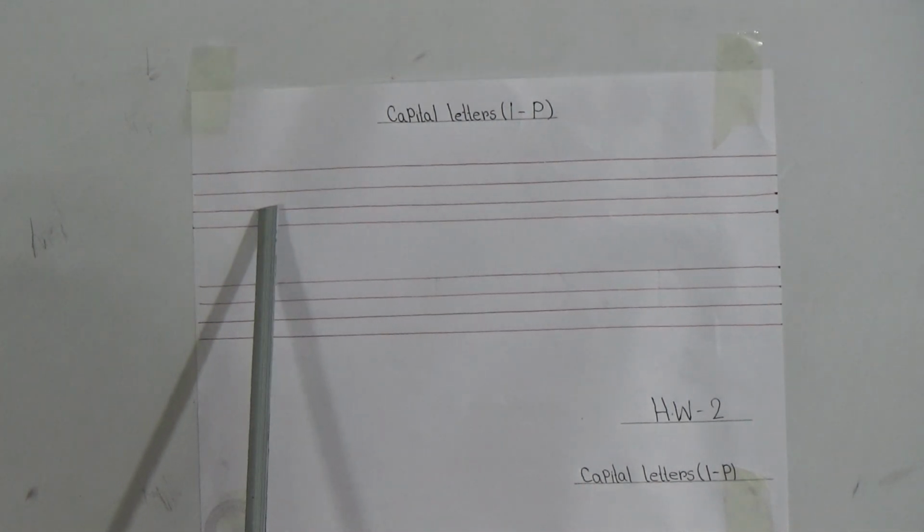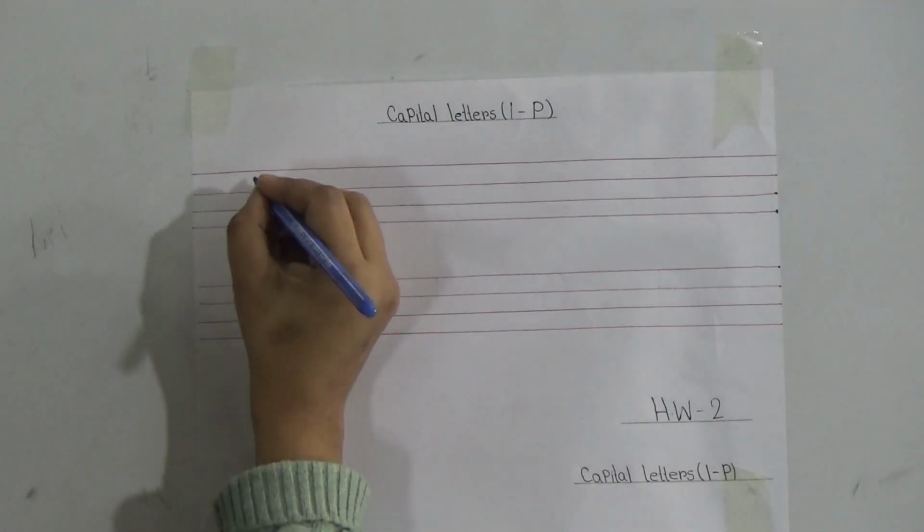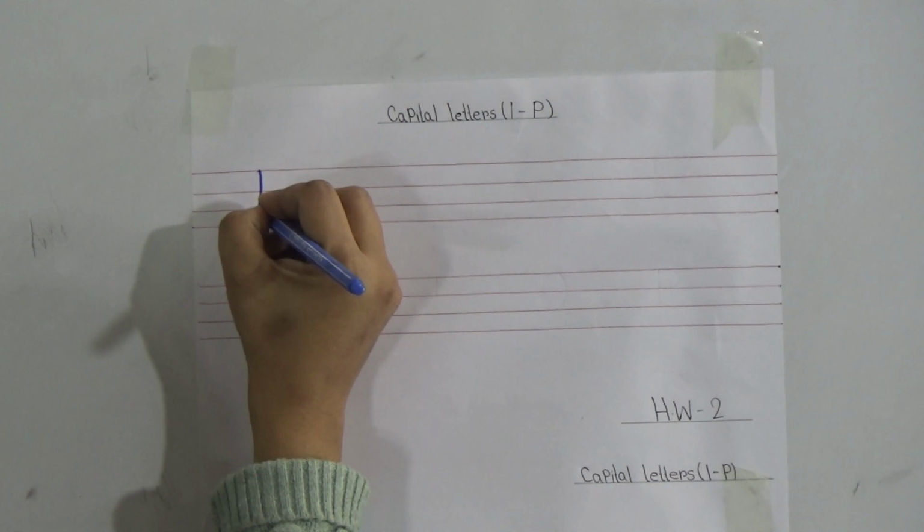Look at the board, my dear students. This is capital letter I to P. When we start our capital letter, we use two lines. We use first two lines. This is our capital letter writing. So we use first two lines. So our first letter is I. We use first two lines.